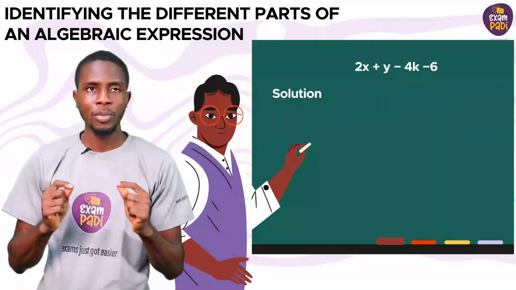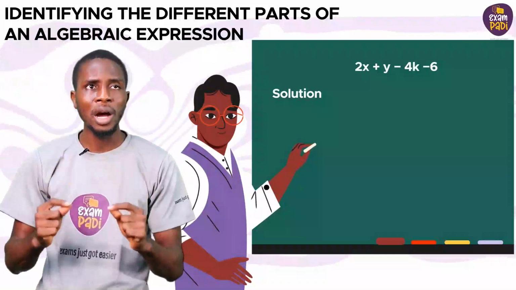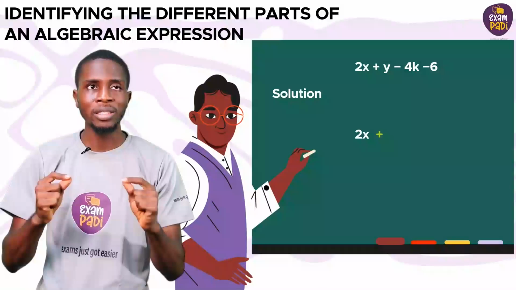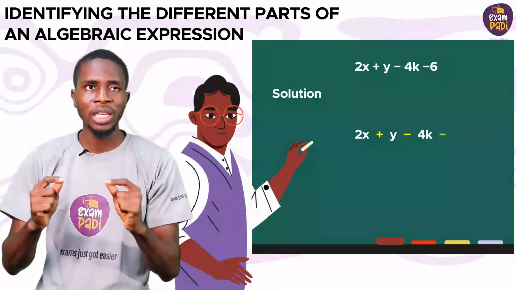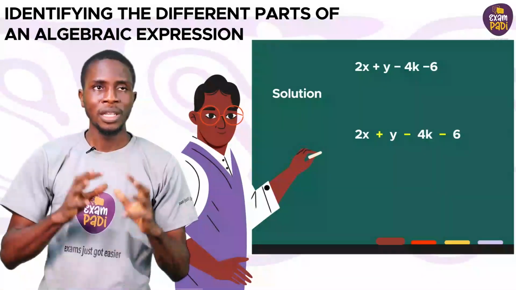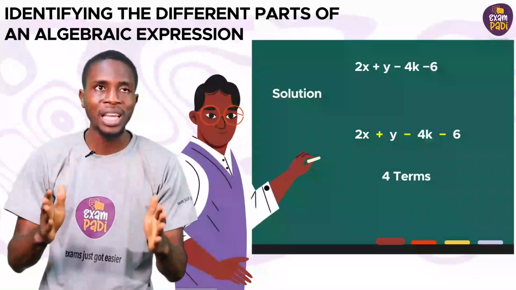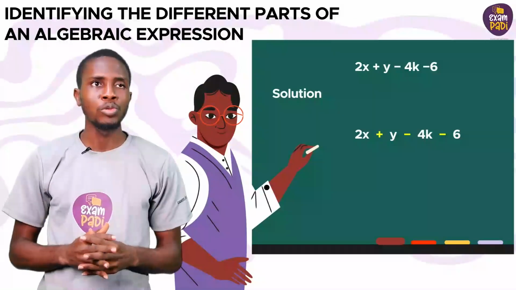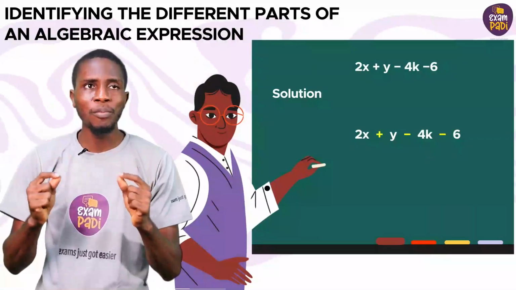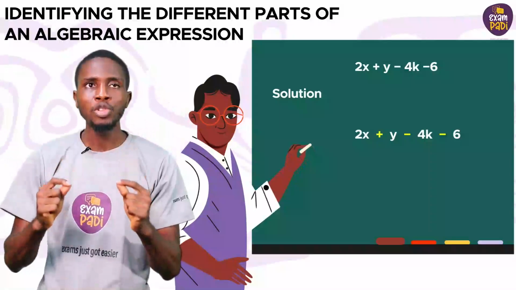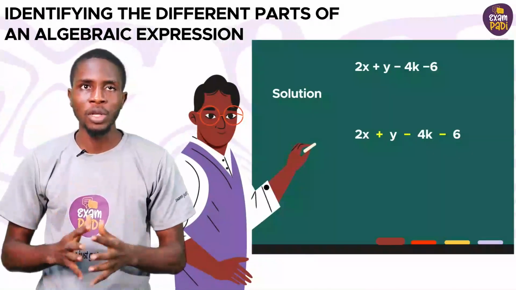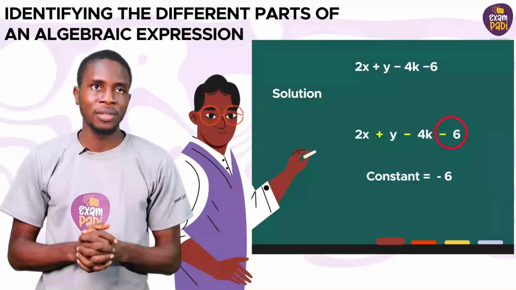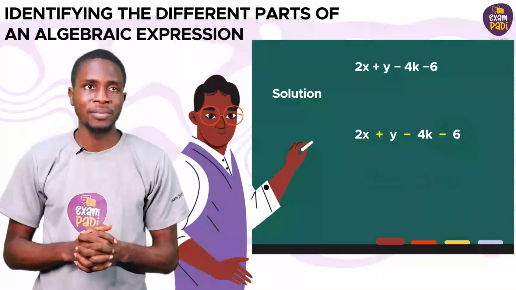Solution. Step 1. Identify and count the number of terms, which are 2x plus y minus 4k minus 6. There are 4 terms separated by addition and subtraction. Step 2. The constant is the term without a variable. The plus or minus sign before the term is part of the constant. That is, the constant there is minus 6 and is carrying a negative sign.